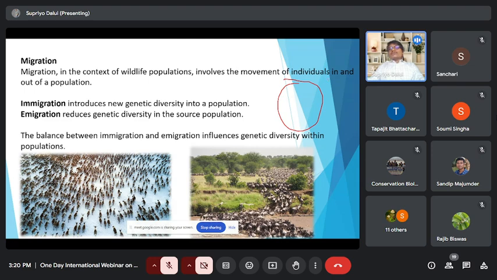When some individuals come from outside a population, we call that immigration, and in this case those outside individuals are introducing some new kind of genetic variation to this already existing population. So in that case it introduces new genetic diversity into a population, and genetic diversity increases. And then what is emigration? Emigration reduces genetic diversity in a source population.